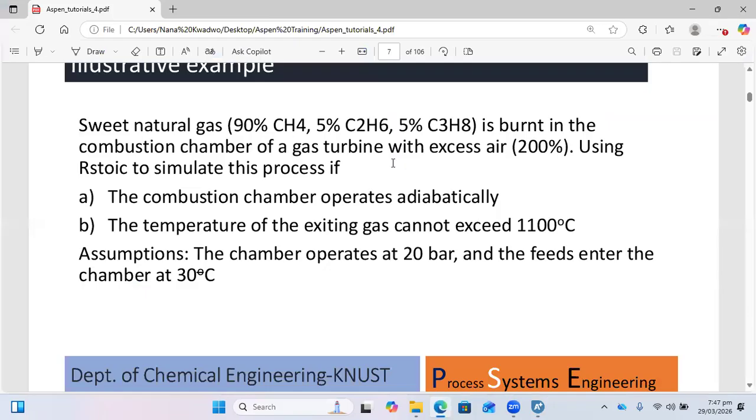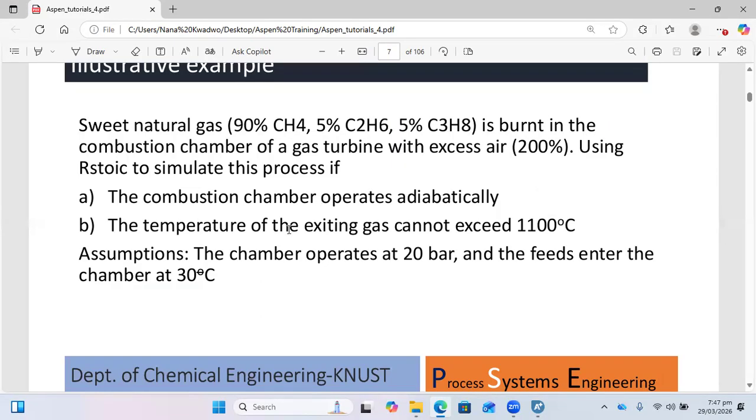You realize that the question has given us an idea of the temperatures, the pressures that we should work with, but we've not been given anything with regards to flow rates. So we need to do a little bit of calculation to get that down. So we can assume a basis, maybe 100 kilomole per hour of natural gas. We can do that. But then if we should do that, how much air are we going to use?